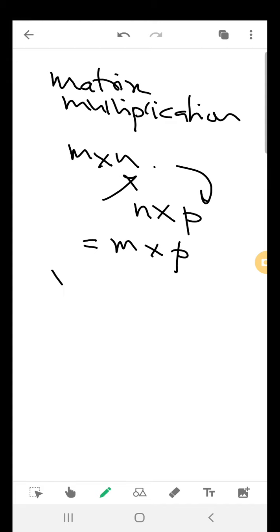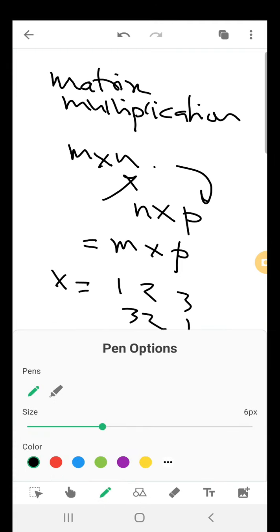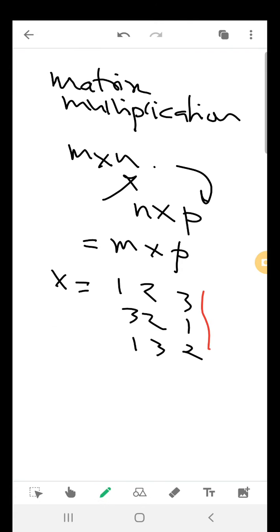Now if we have a matrix x equal to say 1, 2, 3, 3, 2, 1, and 1, 3, 2. So this is a 3 cross 3 matrix. The matrix with which it gets multiplied should be 3 into anything in order. Let's take a 3 into 1 matrix.